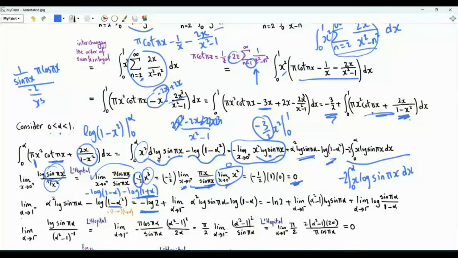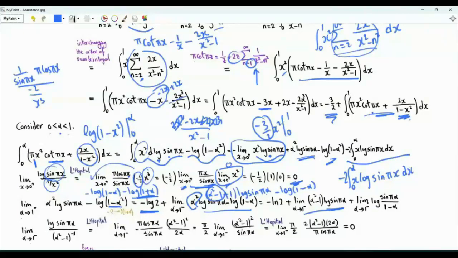Then we have the limit as alpha approaches 1 of alpha squared log sin(pi alpha) minus log (1 minus alpha). Let's subtract 1 from alpha squared and add 1. We get (alpha squared minus 1 plus 1) log sin(pi alpha) minus log (1 minus alpha). We can split the limit into two limits. In the first one, we have (alpha squared minus 1) times log sin(pi alpha). Then we have log sin(pi alpha) minus log (1 minus alpha). This is log of sin(pi alpha) over (1 minus alpha).